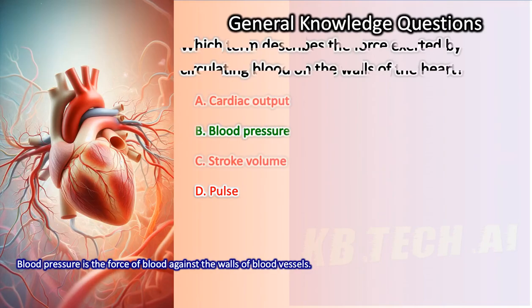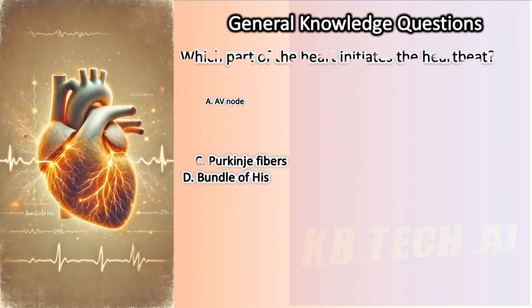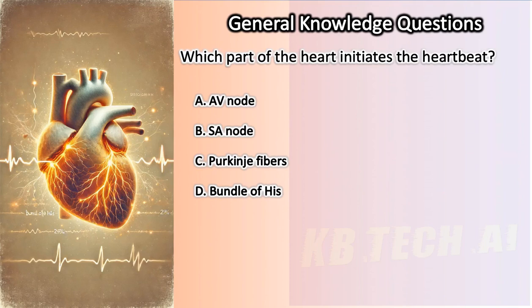The answer is Option 2. Blood pressure. Which part of the heart initiates the heartbeat? Option 1. AV node. Option 2. SA node. Option 3. Purkinje fibers. Option 4. Bundle of His.